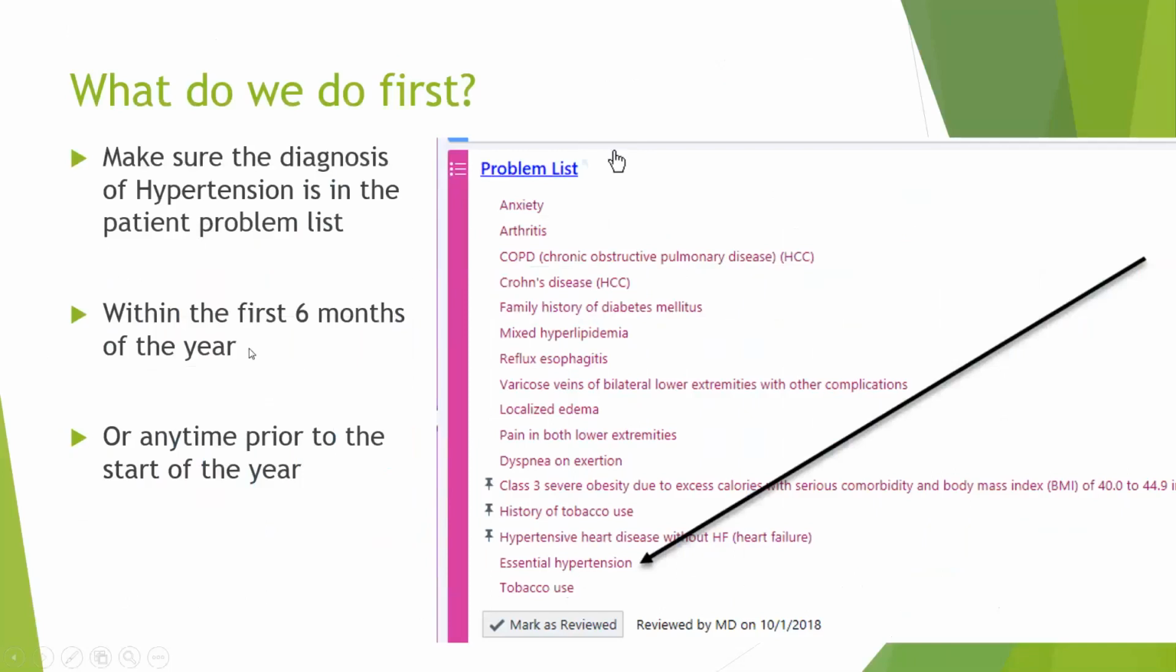We need to have that diagnosis in Epic within the first 6 months of the measurement period, between January and June again, or any time prior to the start of the year. So that diagnosis could have been made in 2017 or 2016, as far back as what the EMR will record, and it'll count as that metric.